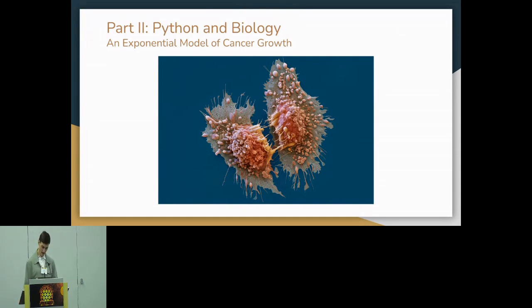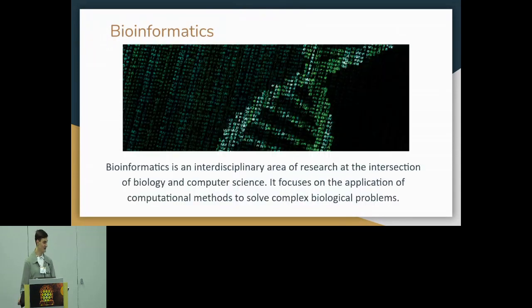So to begin, I would like to give you a definition of bioinformatics. So bioinformatics is an interdisciplinary area of research at the intersection of biology and computer science. And it focuses on the applications of computational methods to solve complex biological problems. So in light of this definition, what kind of questions could bioinformatics try to answer?